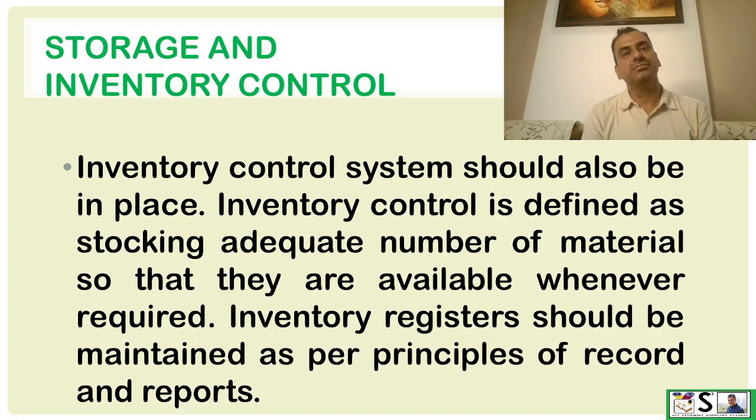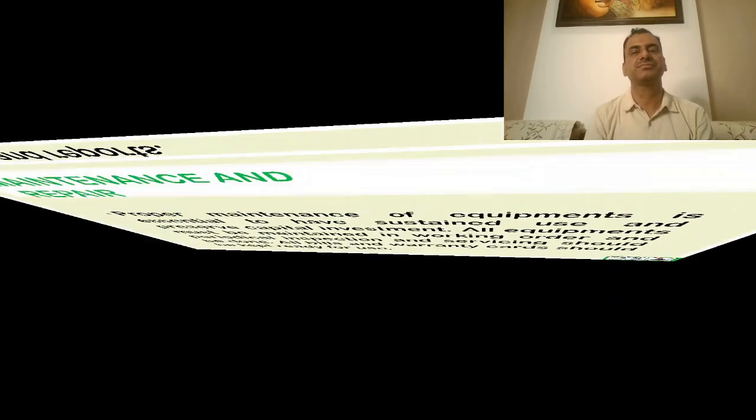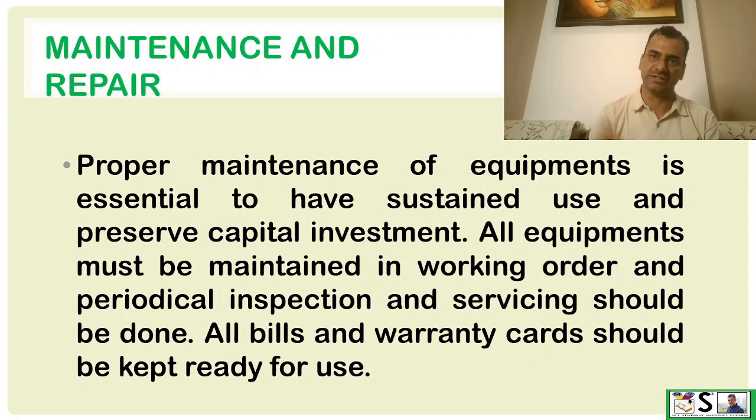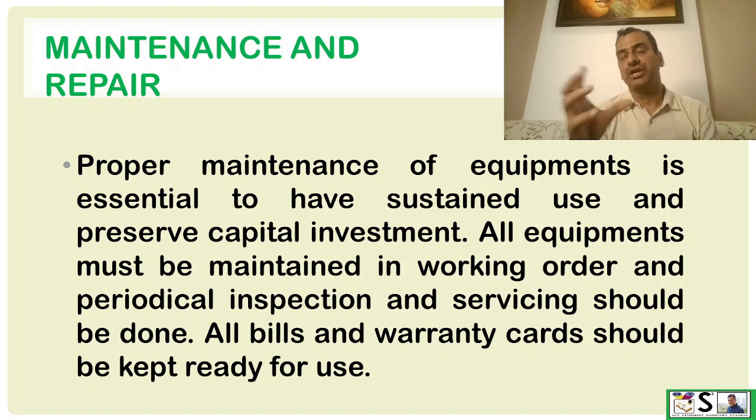Inventory control system should also be in place. Inventory control is defined as stocking adequate number of material so that they are available whenever required. Inventory registers should be maintained as per the principles of record and reports. And for principle of record and reports, you can visit my channel. Record and reports lecture is already there in Hindi as well as in English.